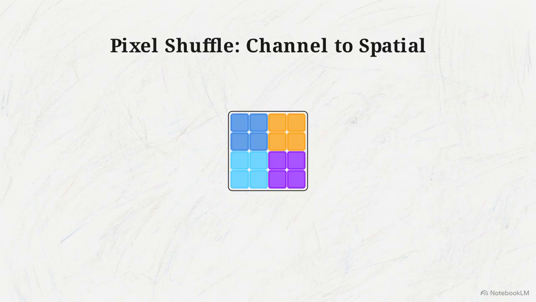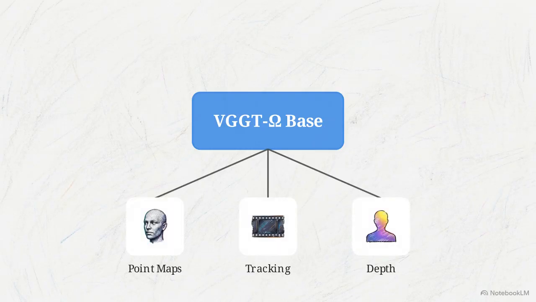The third efficiency hack targets the loss functions. Previous versions of VGGT used multiple dense heads to predict point maps, tracking features, and depth simultaneously, which drained memory.